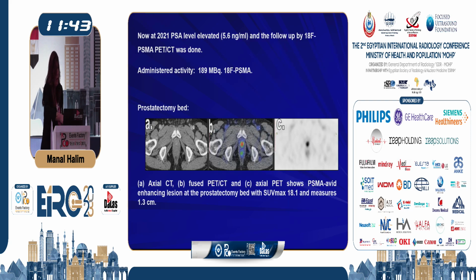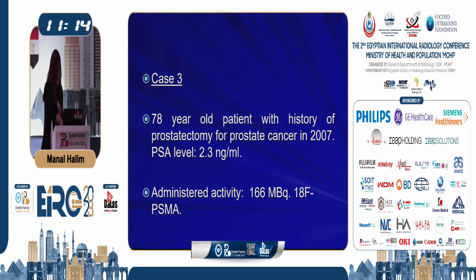And the patient returned back in 2021. And now his PSA level is 5.6 nanogram per milliliter. And follow up by 18 fluorine PSMA revealed this. It shows this is his CT, this is his fused images, and this is the PET scan. So it shows a PSMA enhancing lesion at the prostatectomy bed with SUV 18.1 and measured 1.3 centimeters.